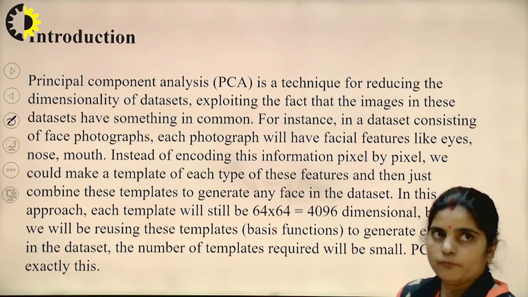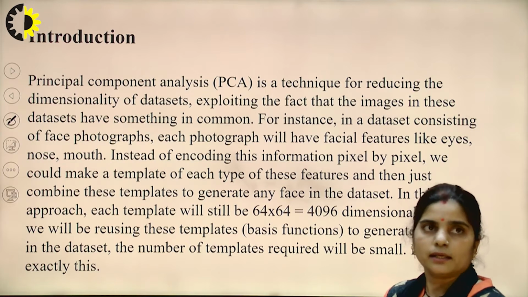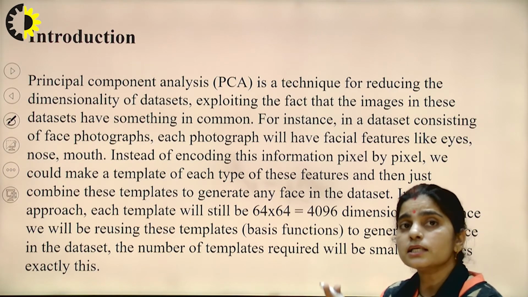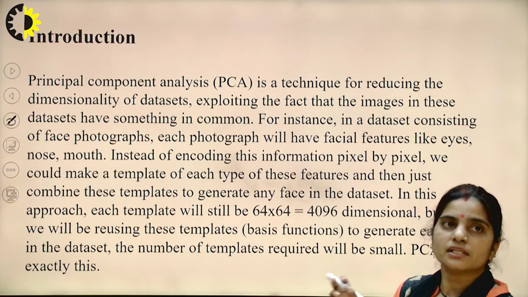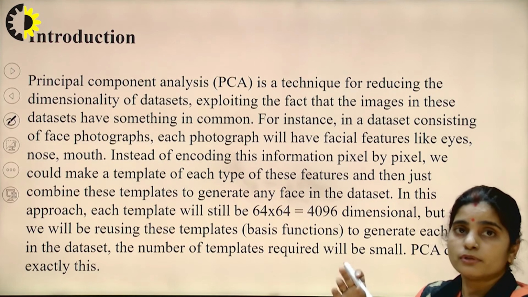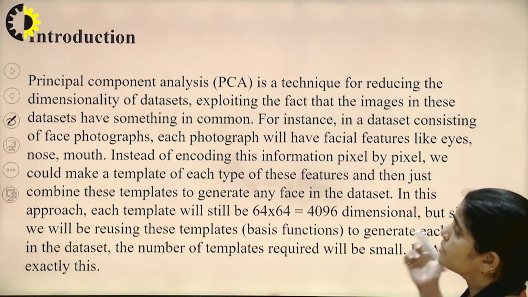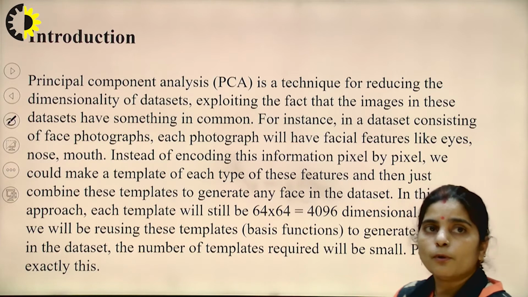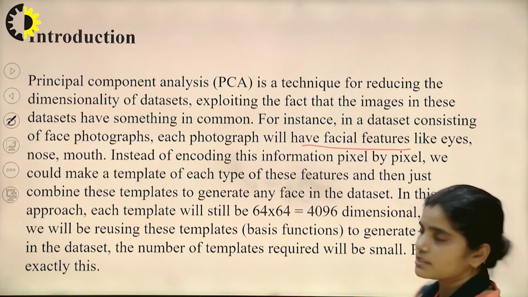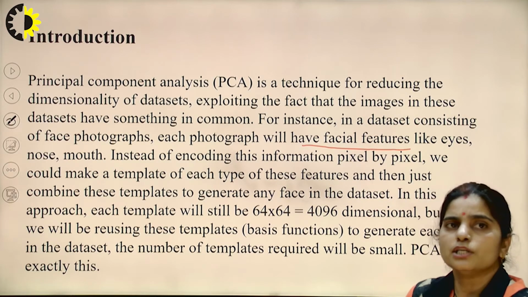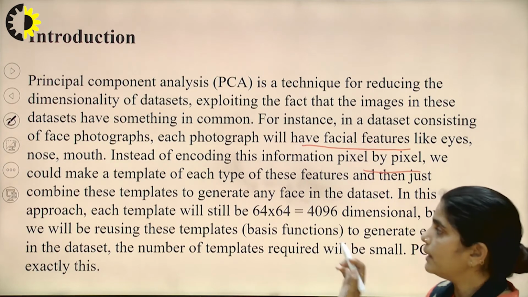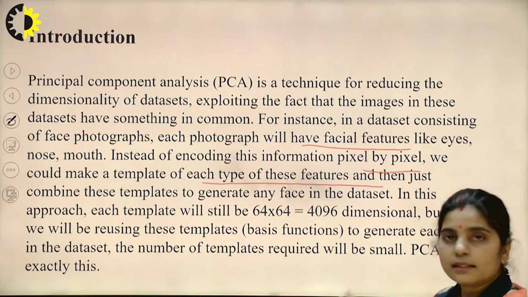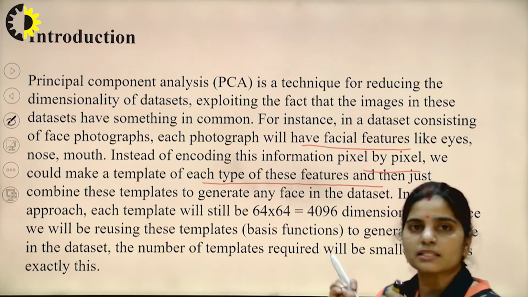Now, this PCA is a technique which, as I already told, reduces the dimensions of data sets, exploiting the fact that the images in these data sets have something in common. For example, if we take a data set which consists of photographs of faces, each photograph will have facial features like eyes, nose, mouth, lips. Instead of encoding this information pixel by pixel, we could make a template of each type of these features, and then just combine these templates to generate any face in the data set.